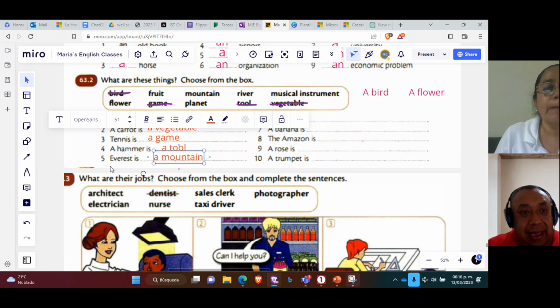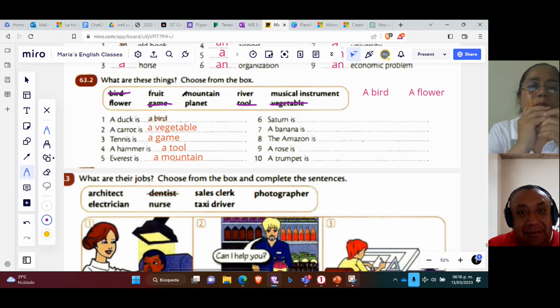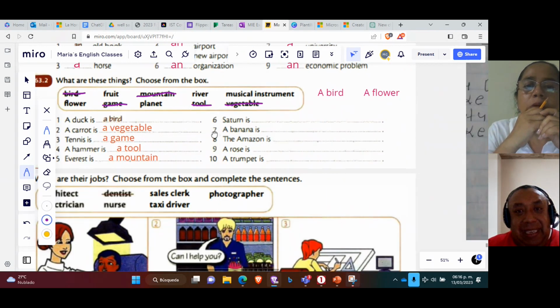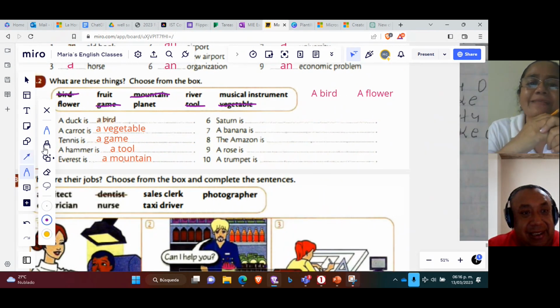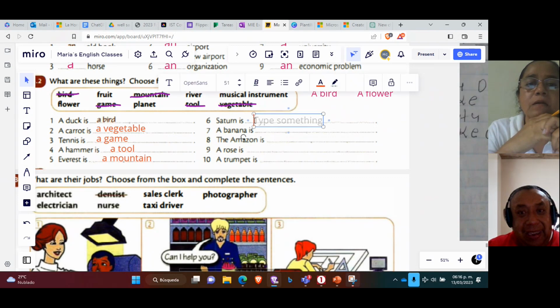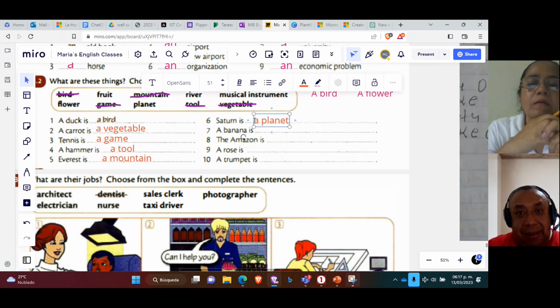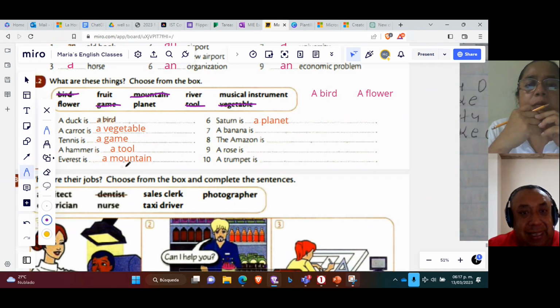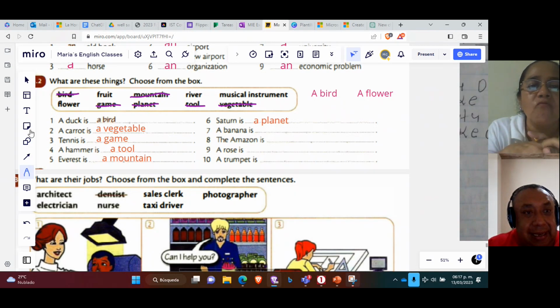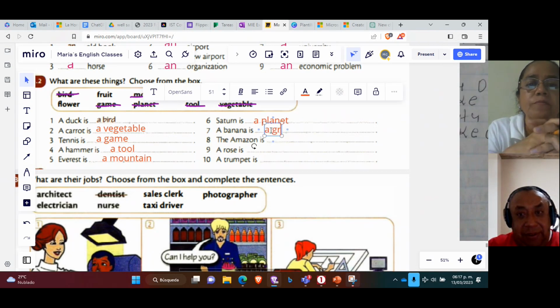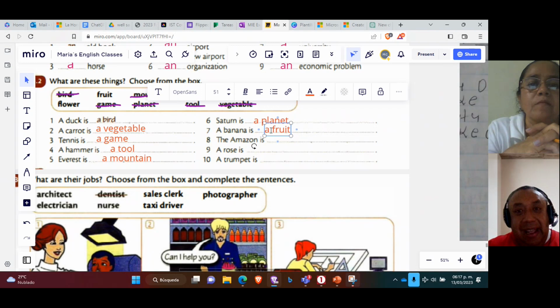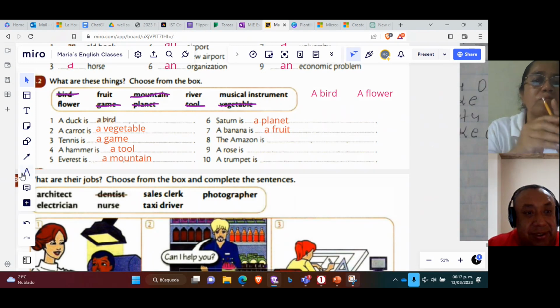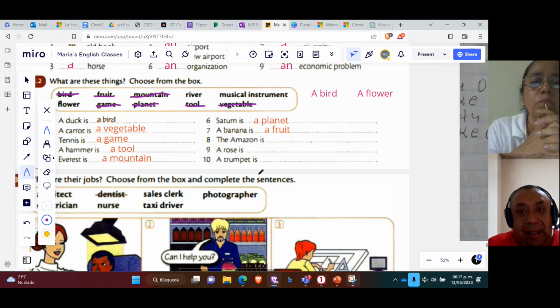A mountain, ok. Bien, Mari. Mira, Mari, Saturn is a planet. A planet, ok. Bien, Mari. Eso lo quitamos, ok. Ok, Mari, ¿qué tal? A banana is a fruit. A fruit, exactamente. La I no suena. A fruit, ok.